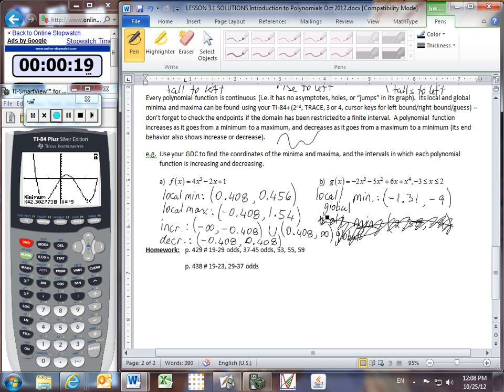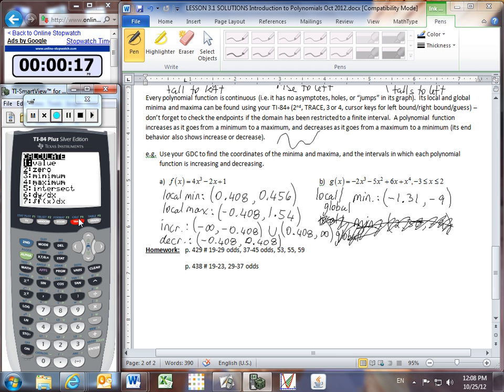And then to find the maximum, similar procedure, okay, where you're going to do the left bound and the right bound and the guess, and oh shoot, looks like I've messed up and I'm running out of time. But anyway, we can take this up in class if you've got any questions about this last example.